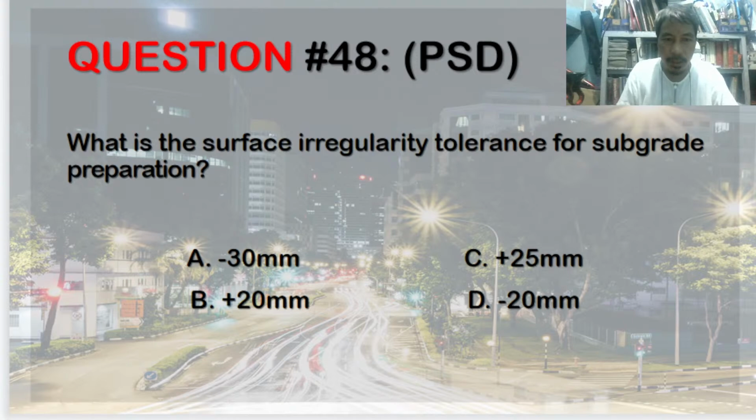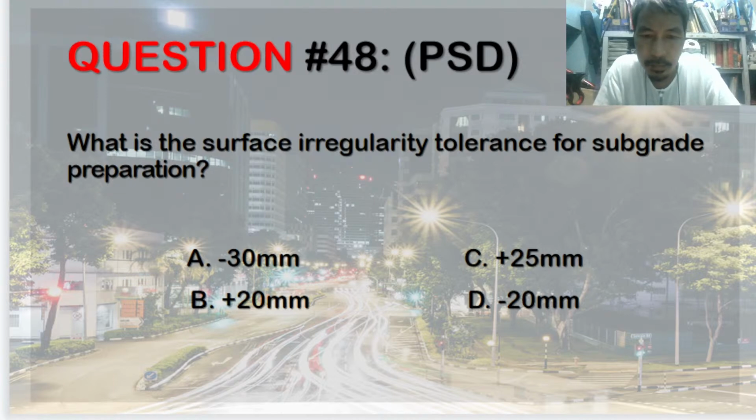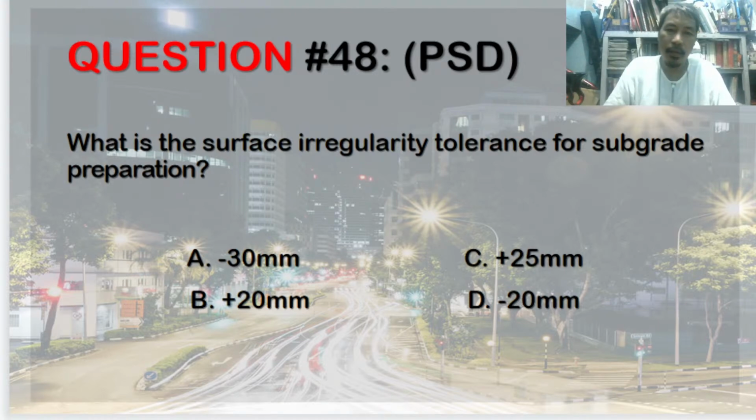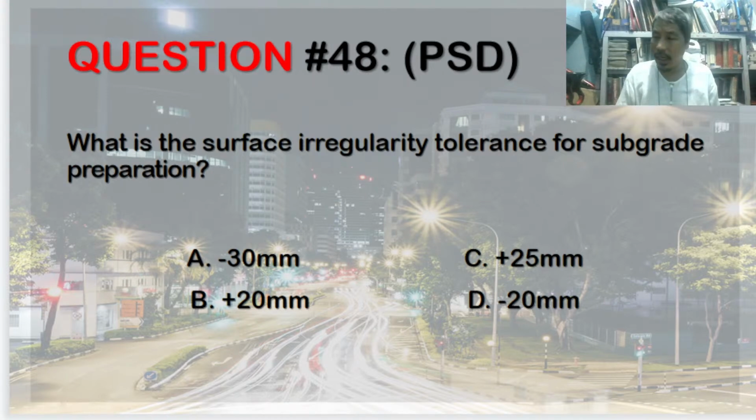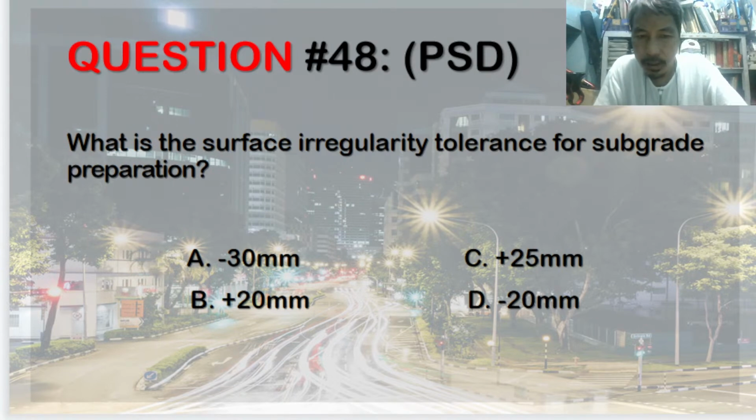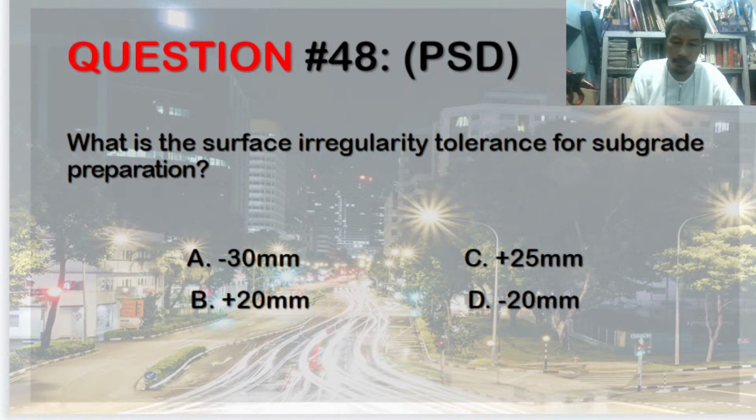Okay, so number 48. What is the surface irregularity tolerance for subgrade preparation? A. Negative 30 mm, B. Positive 20 mm, C. Positive 25 mm, D. Negative 20 mm. What is the surface irregularity tolerance for subgrade preparation? This is a layer of the road. A. Negative 30 mm, B. Positive 20 mm, C. Positive 25 mm, D. Negative 20 mm.